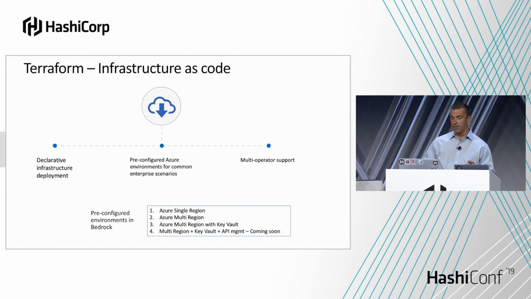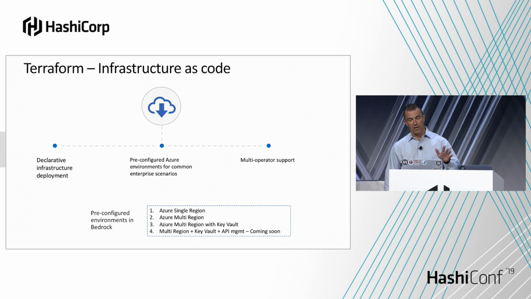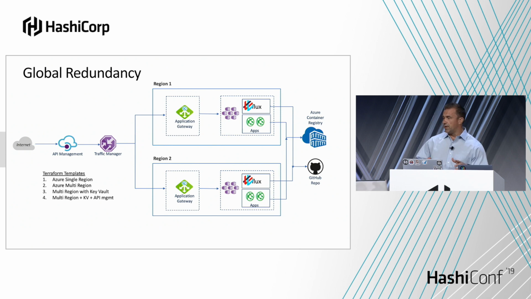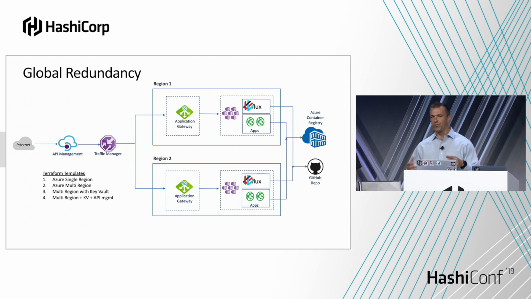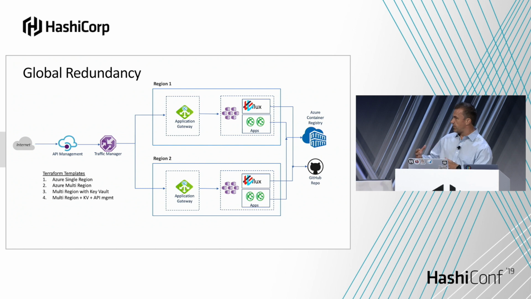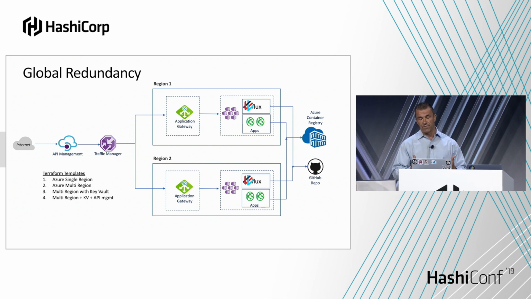It also includes multi-operator support. Pre-configured templates today include Azure single region deployment, Azure multi-region Key Vault, and a couple of projects we're working on today. As part of this deployment, you get global redundancy out of the box. So essentially, today you can do Terraform plan and apply, fill in certain variables, and get this readily enterprise-grade Kubernetes environment in your subscription.